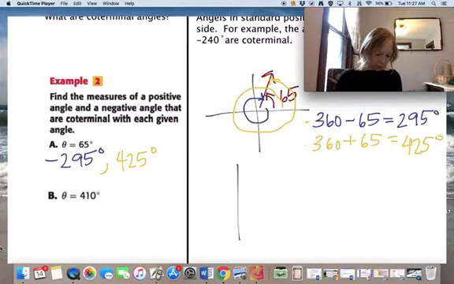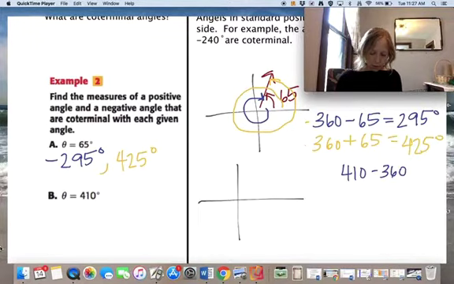We've got 410 degrees. So 410 is more than 360. So 410 minus 360 would give me 50. So I know I'm going to have to go all the way around once. Oops, I don't want that shape. And then 50 degrees more. So right around there. So there's my 410.